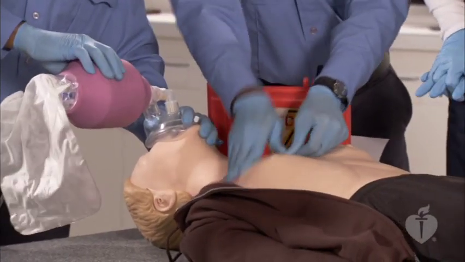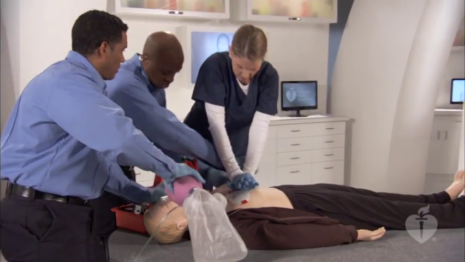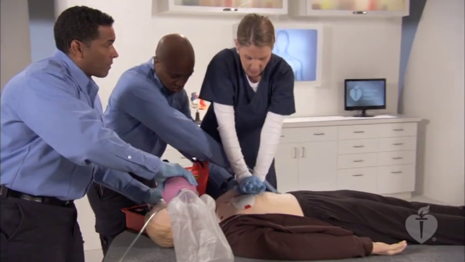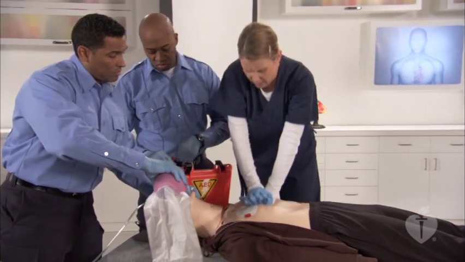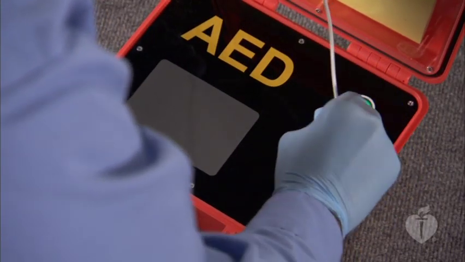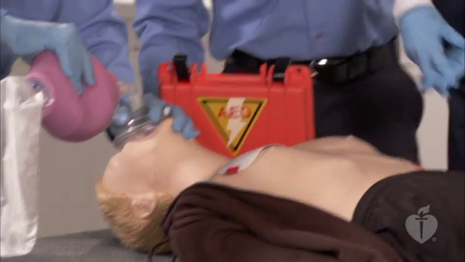Plug in pads connector. Analyzing heart rhythm. Do not touch the patient.